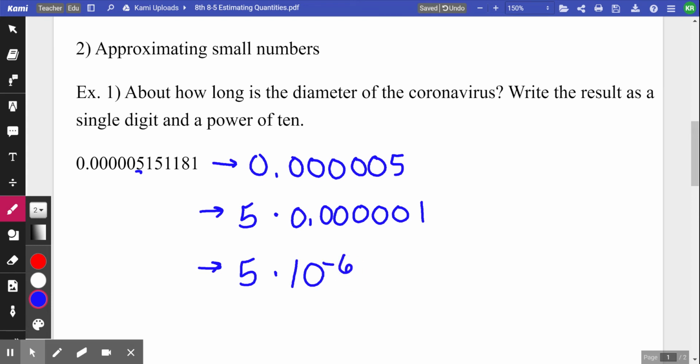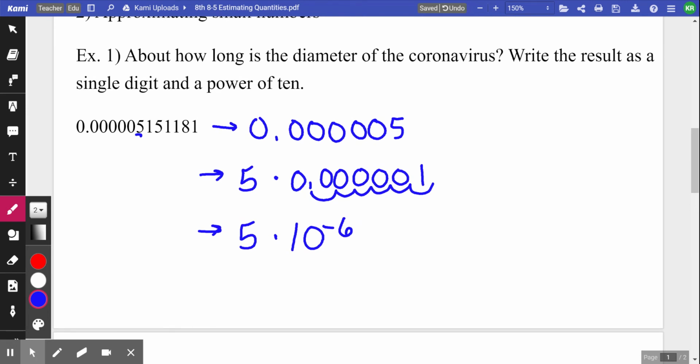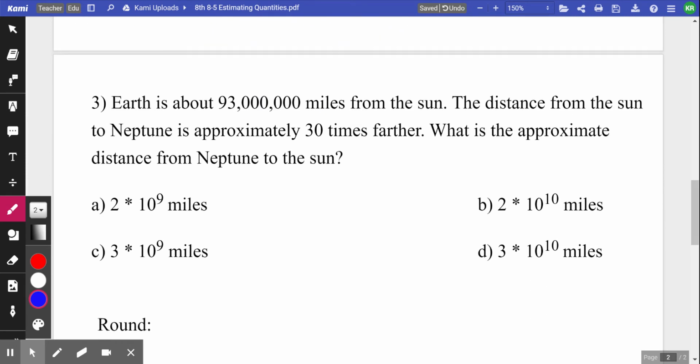And when we're figuring that out, right, how many places? 1, 2, 3, 4, 5, 6 places to get it over there. All right, so 5 times 10 to the negative 6th power would be our answer. So that's the diameter of the coronavirus, approximately.